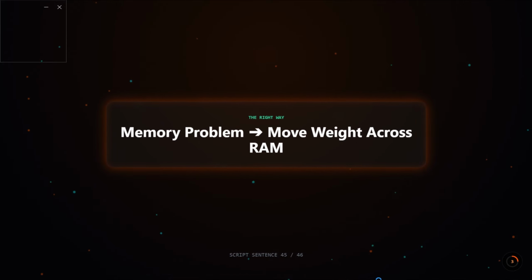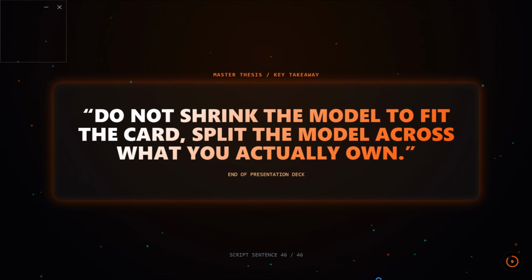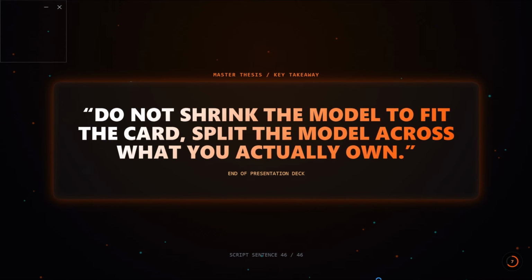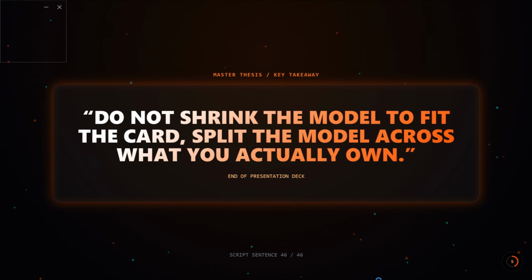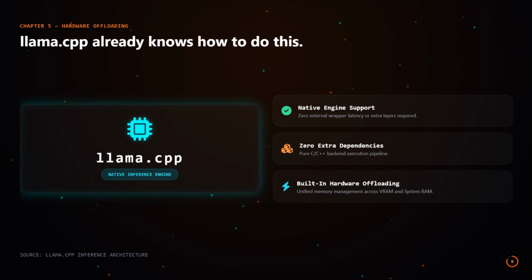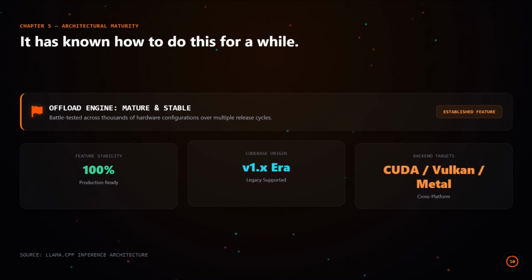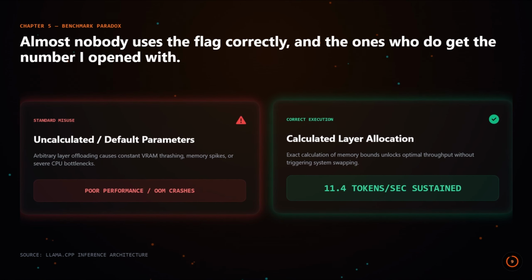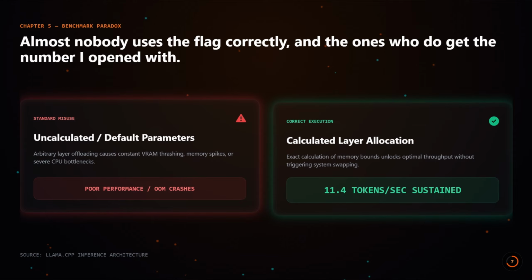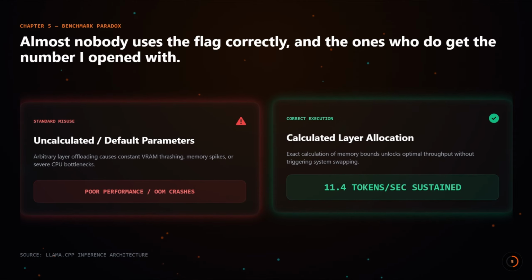And it is the one sentence worth remembering if you skip the rest of this. Do not shrink the model to fit the card. Split the model across what you actually own. llama.cpp already knows how to do this. It has known how to do this for a while. Almost nobody uses the flag correctly, and the ones who do get the number I opened with.